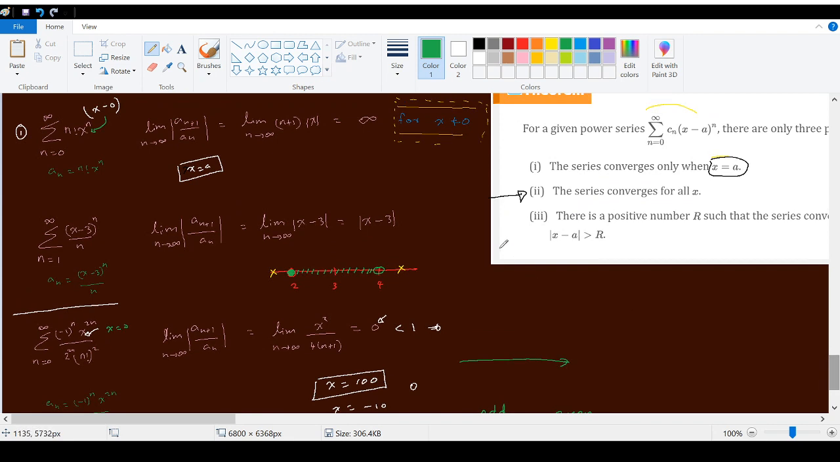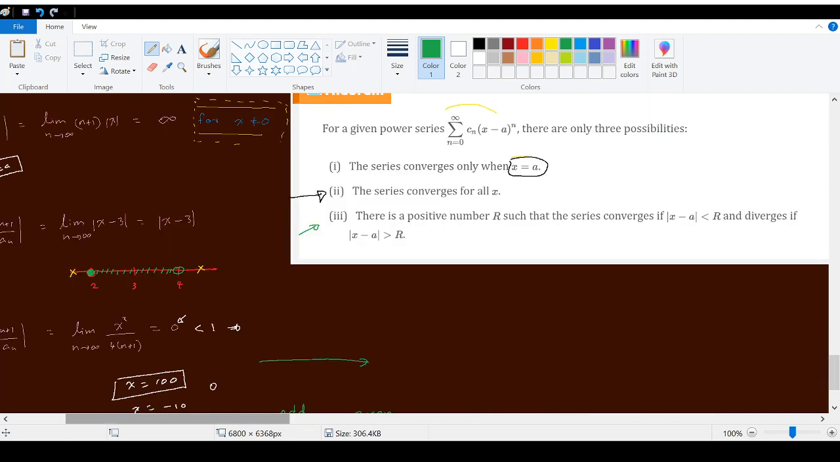And the third category is, there is a positive number R. So when you say R, it cannot be infinity, okay? I mean a number, it cannot be infinity. So when you say a positive number, it's just a finite number, right? Remember, infinity is not a number, right? This is just a symbolic representation.